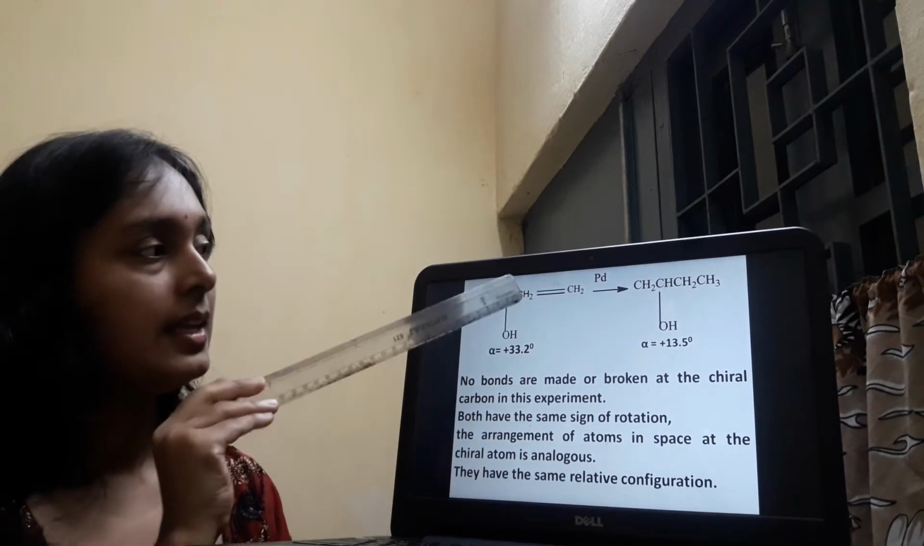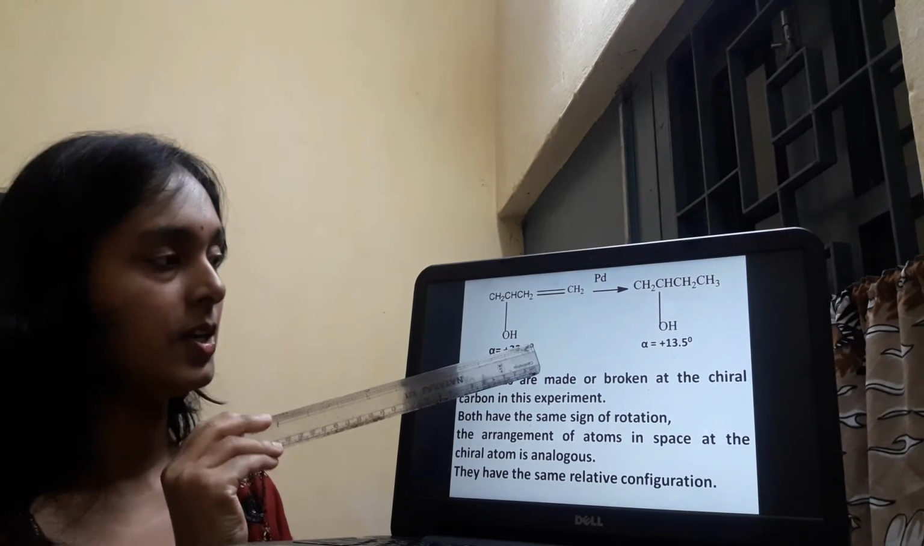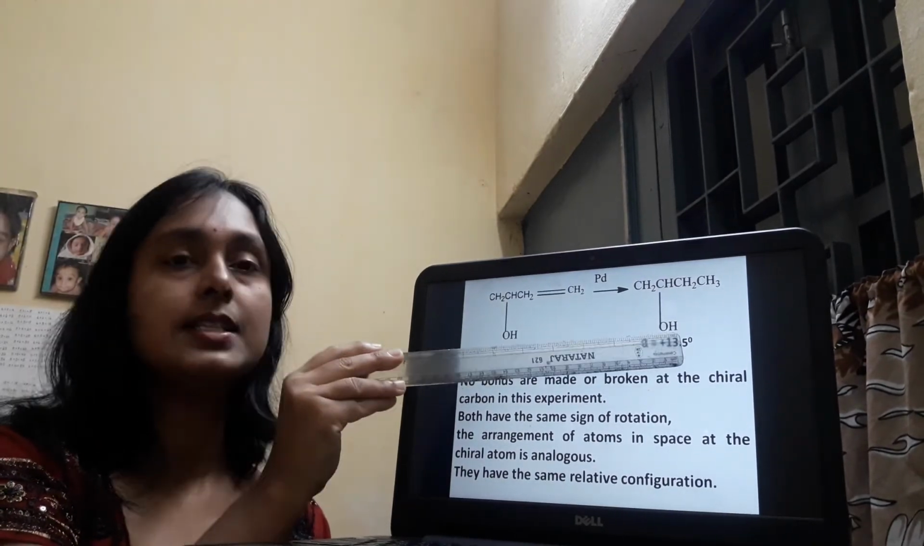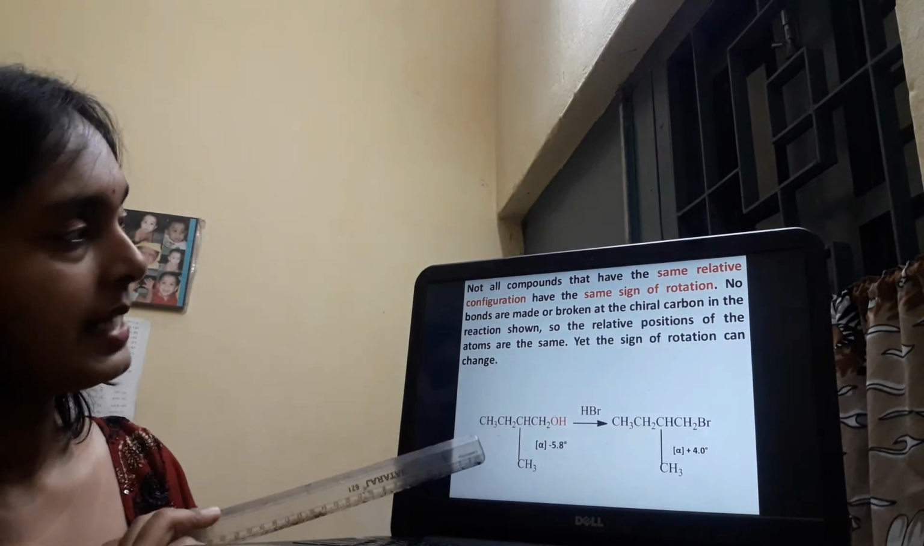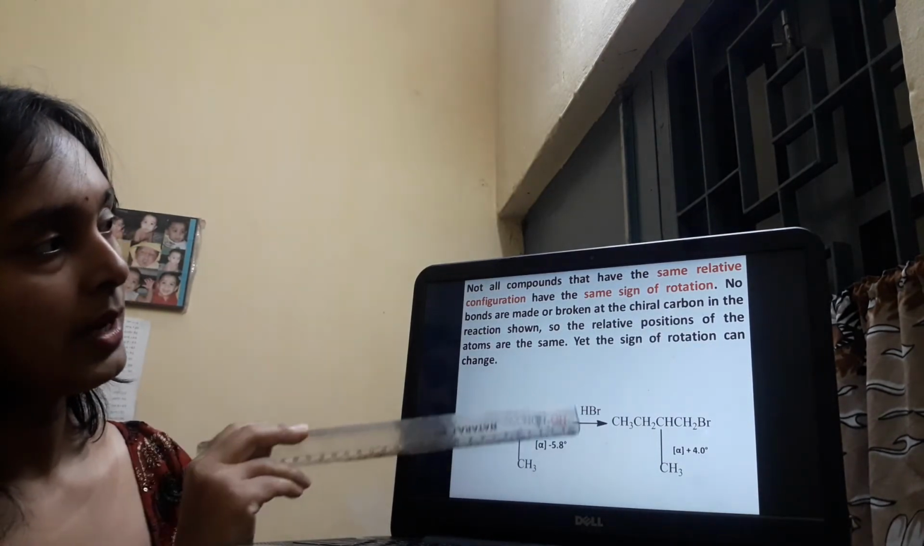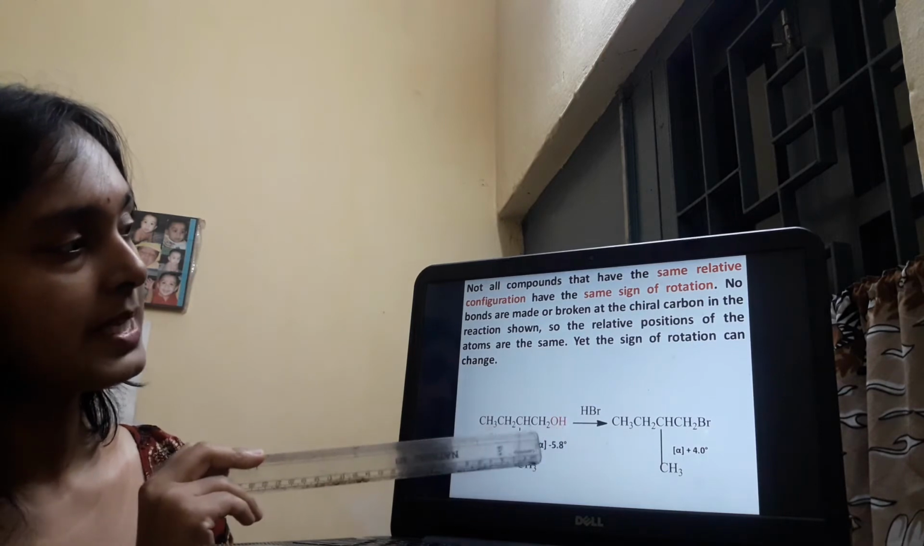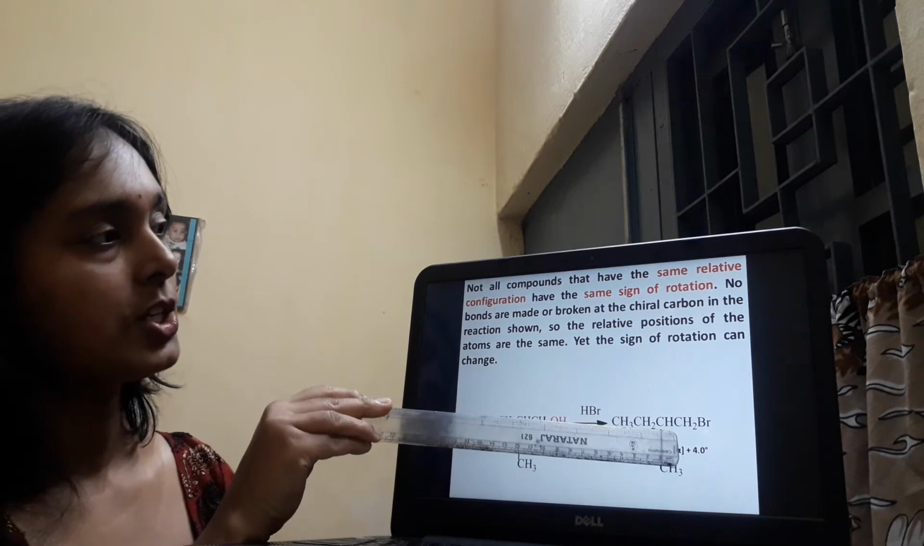So they have the same relative configuration, right? No bond is breaking, no bond is making, but the sign of specific rotation is the same and they have the same relative configuration. Here the rotation is plus, and here the rotation is also plus. But by this example you can see that not all compounds that have the same relative configuration have the same sign of rotation. This one has the rotation minus and this one has the rotation plus.